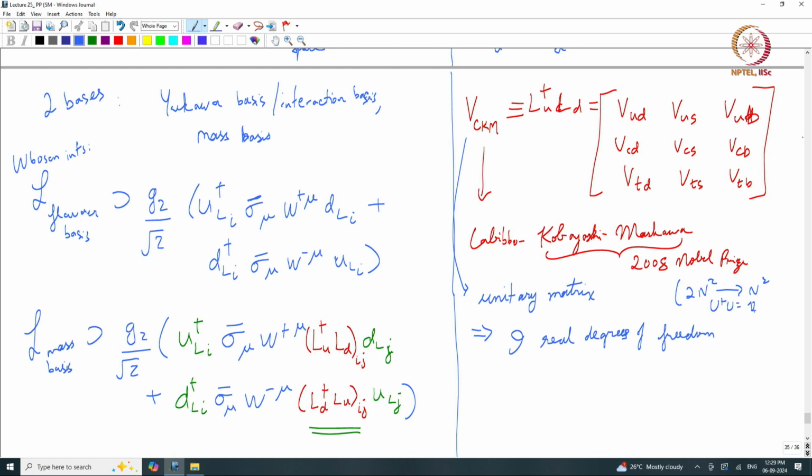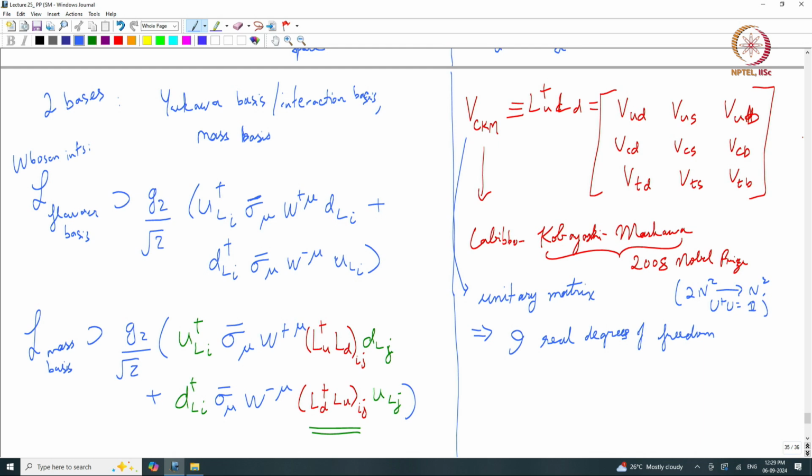So, half the constraints are removed, basically half the degrees of freedom are removed, you get n squared constraints basically. So, that is why you start with 9 real degrees of freedom.